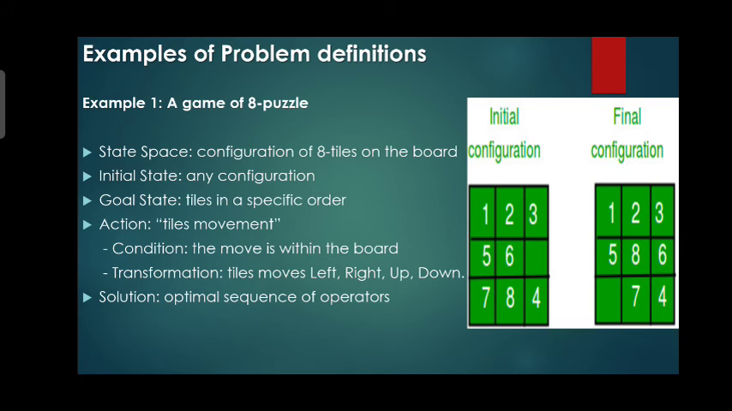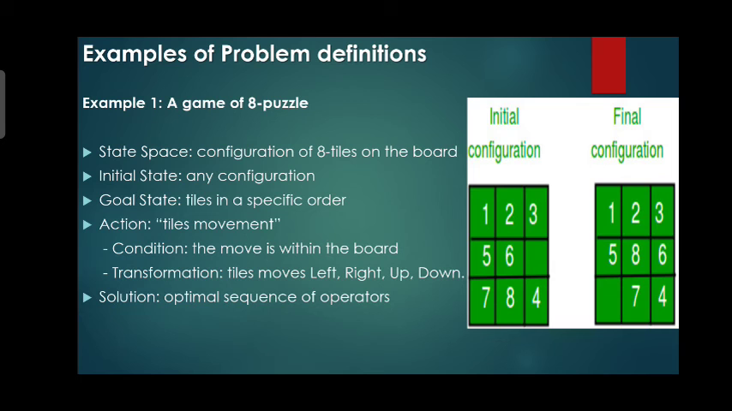So in this initial configuration I can move this tile 3 downwards, and the tile 6 to the right side, and the tile 4 in the upward direction. In this way I can move the tiles, and by moving them, I have to reach from this initial configuration to this final configuration. So how can we describe this problem? We can describe this problem using the state space.